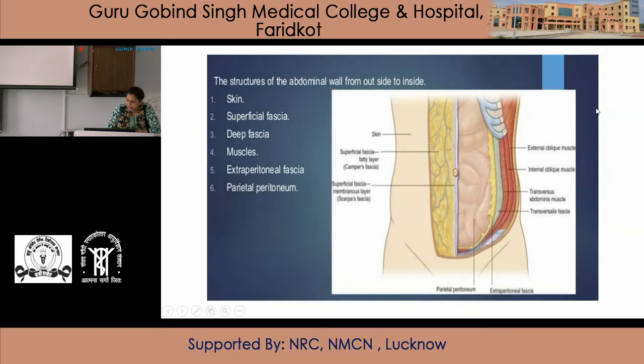Then is the muscular layer, that is the external oblique, internal oblique, and transversus abdominis muscle. Then is the fascia transversalis, or transversalis fascia. Then is the extraperitoneal fascia, and next is the parietal peritoneum. So these are the layers one by one of the anterior abdominal wall.